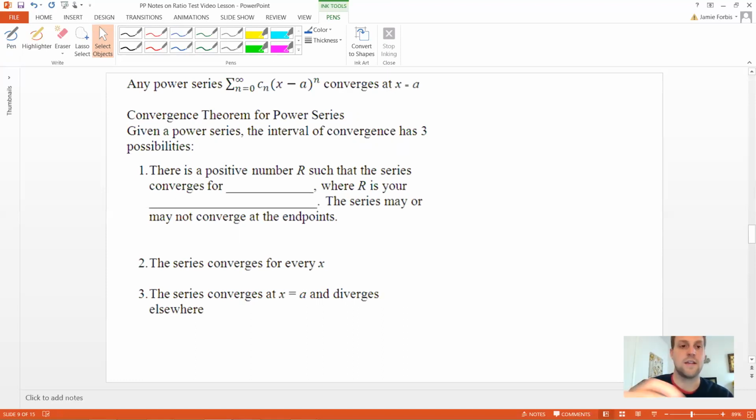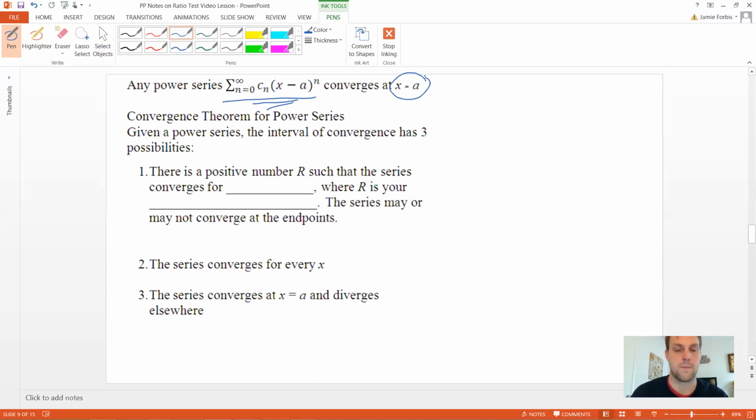Now, it says that any power series, in this form, that's the form we talked about power series in, is going to converge at x equals a. And if it's centered at 0, then that's just at 0, right? So any power series is always going to converge at x equals a. The reason is because it makes this quantity right here equal to 0. And if that's equal to 0, then it's just going to converge to 0. But there's 3 cases that can happen for intervals of convergence when we're centered at a. There's 3 possibilities. The first one is the one that we're most used to seeing. There is a positive number r.